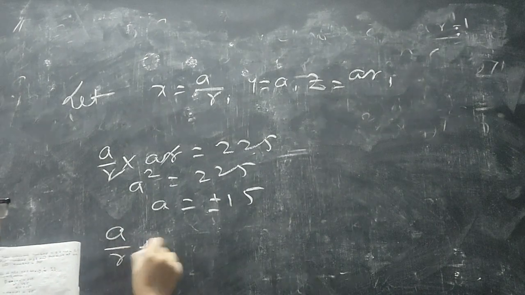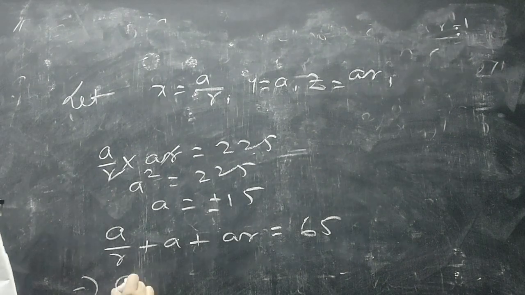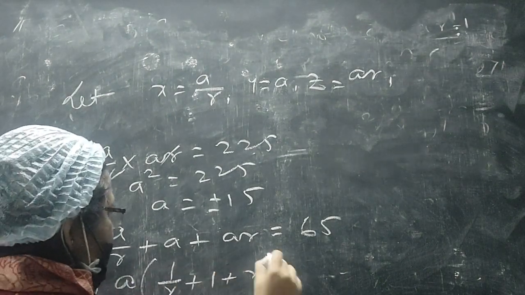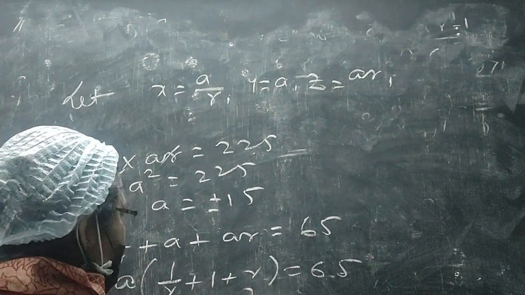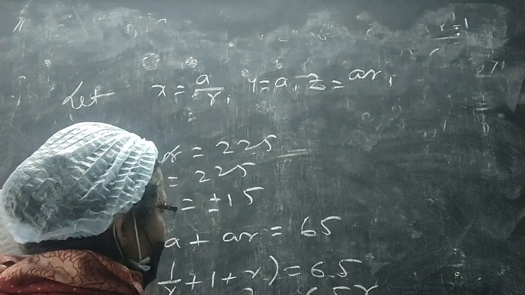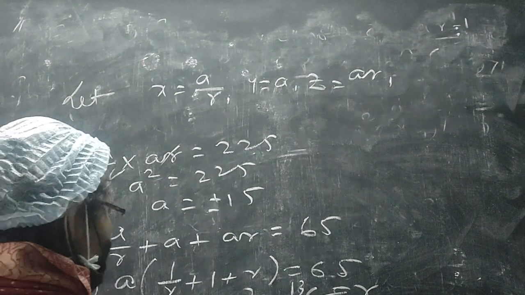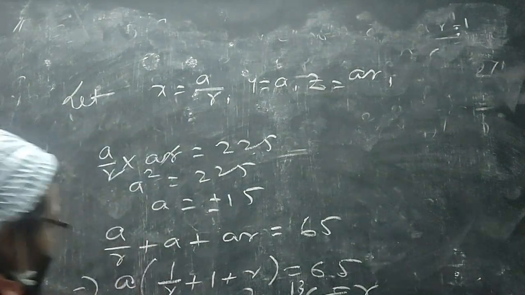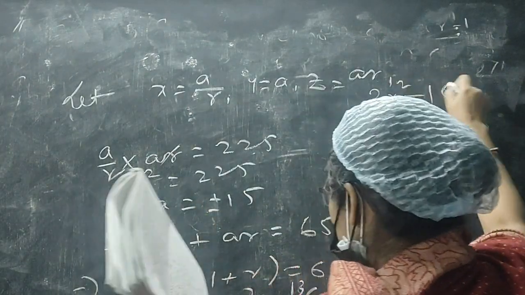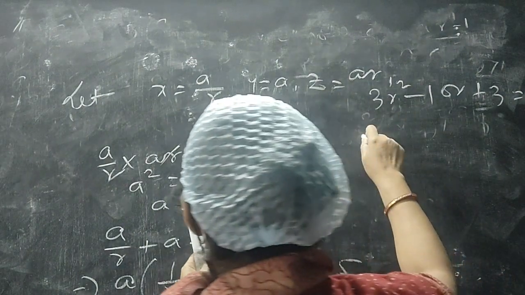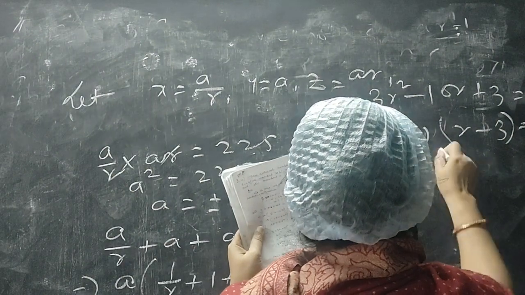And the sum, this plus this plus this is equal to 65. If I take A common from here, I will write A into 1 plus R plus R square by R is equal to 65, so 3R square plus 3 is equal to 13R. So I will write 3R square minus 10R plus 3 equal to 0. So I can write 3R minus 1 and R minus 3 equal to 0, so R equal to 1 by 3 and 3.